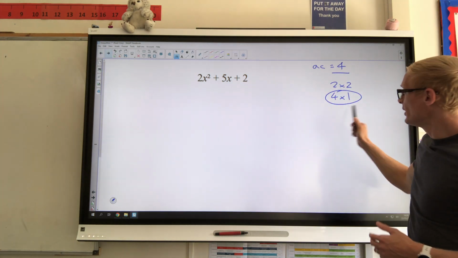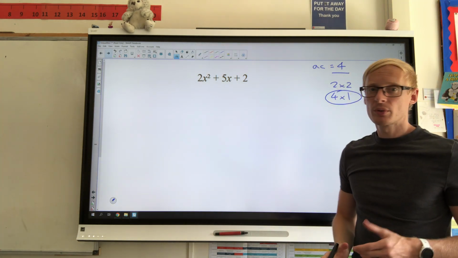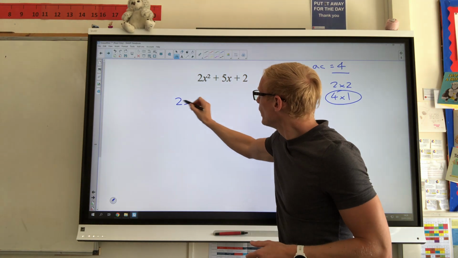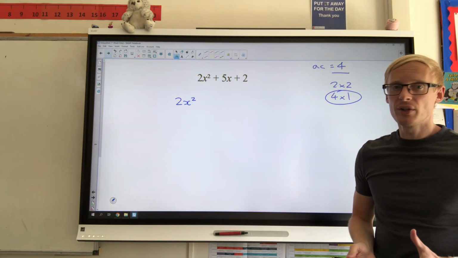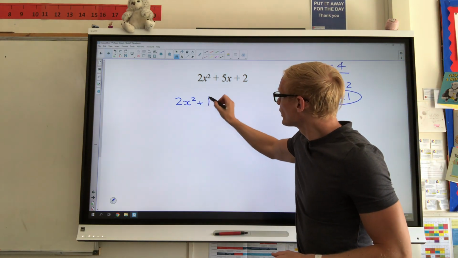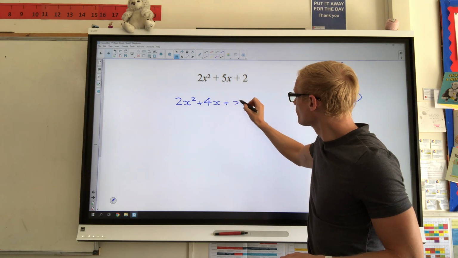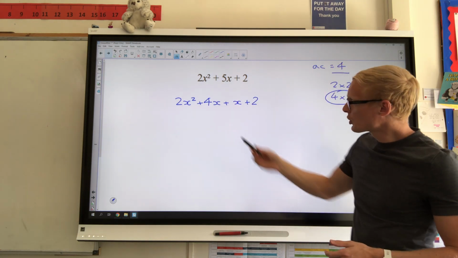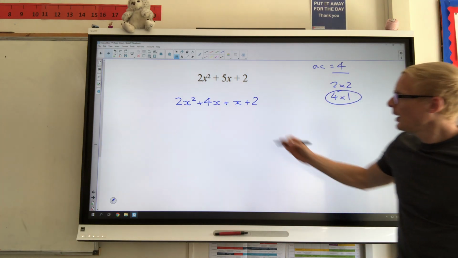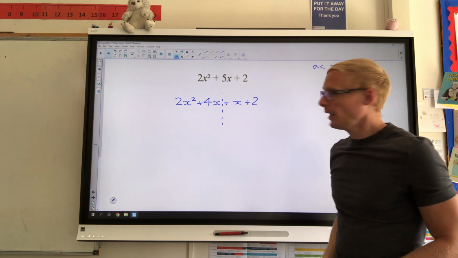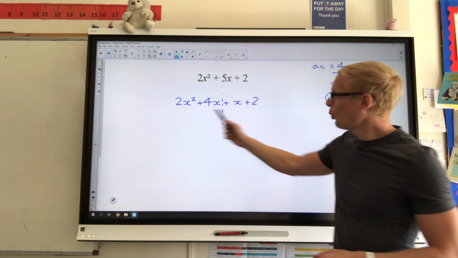Once you've identified these numbers, you need to split the middle term into those two terms. We're looking at 2x squared here, and it doesn't matter which way around you put these numbers, you will get the same answer eventually. But if we go 4x first and 1x, you can write 1x or you can just say x. Just a reminder about where those two numbers, the 4 and the 1, have come from: they've come from here. Then we split this into 2, and we factorise these two parts into one bracket.